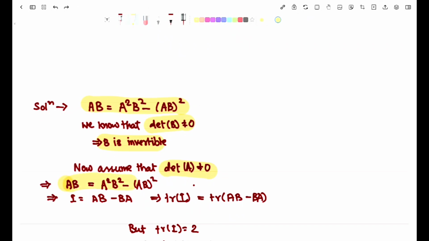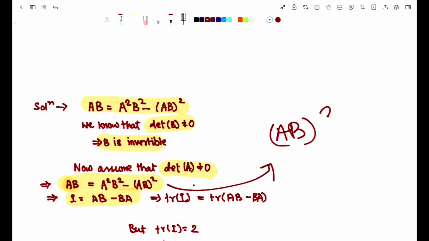So what we have is AB is equal to this. Now therefore you get that I is equal to this, because you multiply a left inverse with A, then a right inverse with B. And this one most of you would confuse right now, that is, (AB) whole squared is basically equal to AB times AB and not A squared B squared.